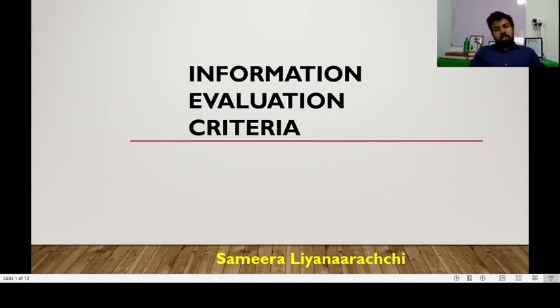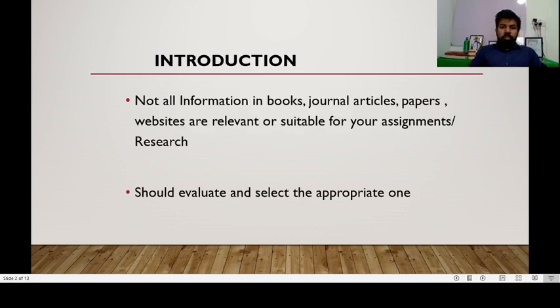Hi everyone. So we are going to talk about information evaluation criteria while you are searching for different assignments or different research from outside sources. Under this topic we are going to talk about how to select books, journals or other papers, websites for your assignments or research, and what are the important factors that should be considered for that selection. That means how to recognize good journal articles, papers, or books, right?